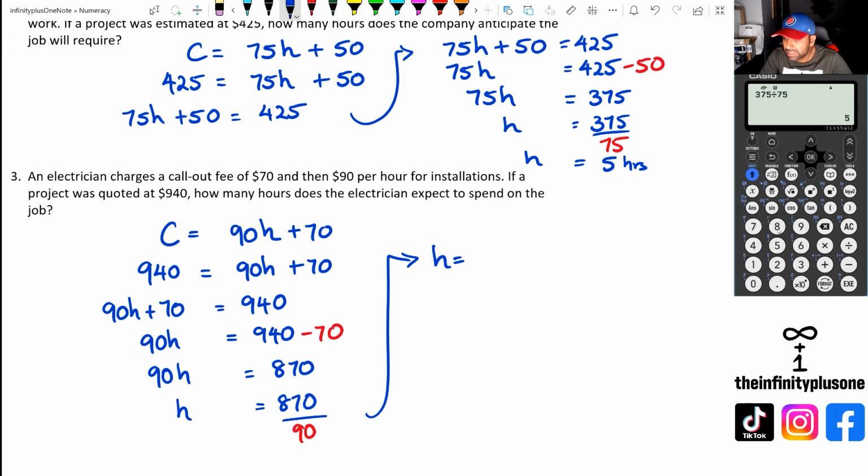When we do 870 divided by 90, of course this is going to be one of those weird numbers. That's going to give us 9.667 hours, or 9.67 hours. If you want to convert this into minutes, all you have to do is subtract 9 first. So we get 2/3 multiplied by 60, and that gives you 40 minutes. Because 2/3 of an hour is 40 minutes, we can say that H is equal to 9 hours and 40 minutes. Now for that last part, you could actually leave your answer as 9.67 hours.